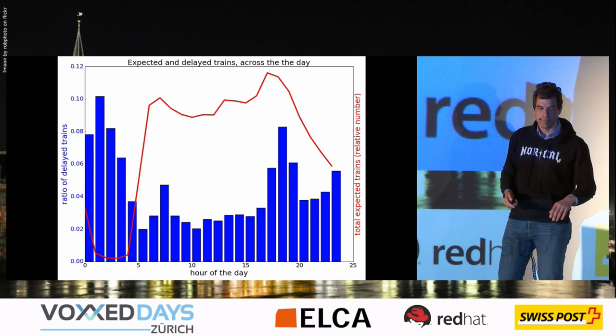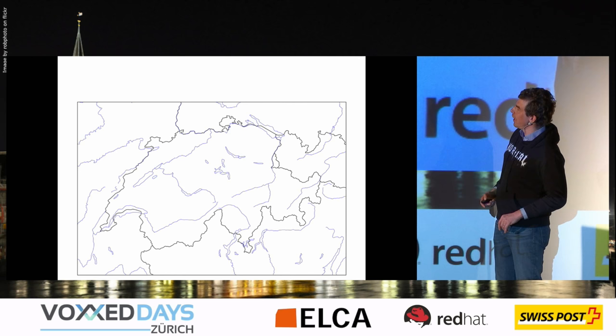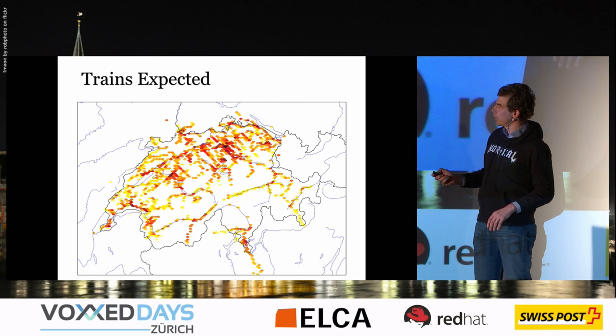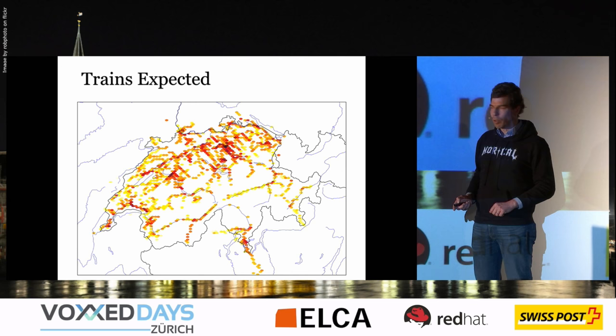All right. Where are the trains most delayed? So here is a map of Switzerland. Here is a kind of histogram of the number of trains that transit through these different places. So here we have a hotspot in Zurich. Now we focus on where they are late the most often. I think you have a lot of late trains here.